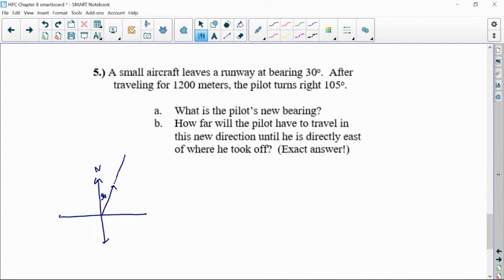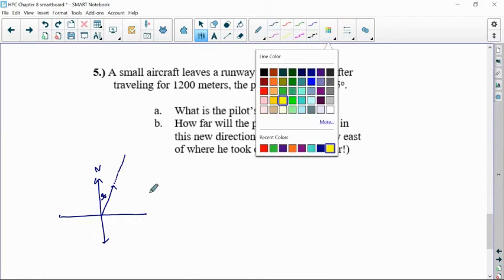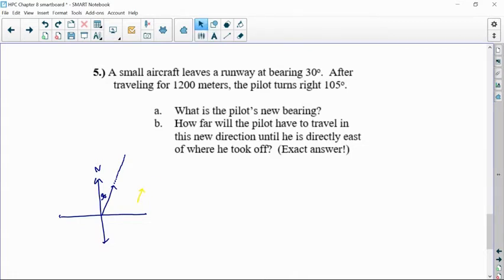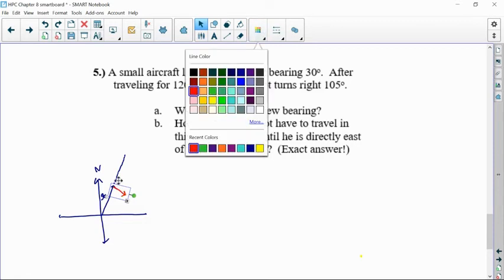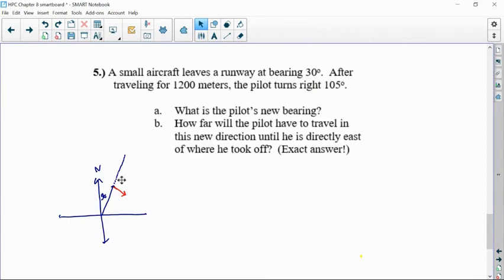After traveling for 1,200 meters, the pilot turns right 105 degrees. So again, turning to the right. If I think about this plane going here, it's going to turn towards its right. So it's going to turn that way, and it's going to turn 105 degrees. So that outside or exterior angle will be 105 degrees. This angle here is 105 degrees out there.